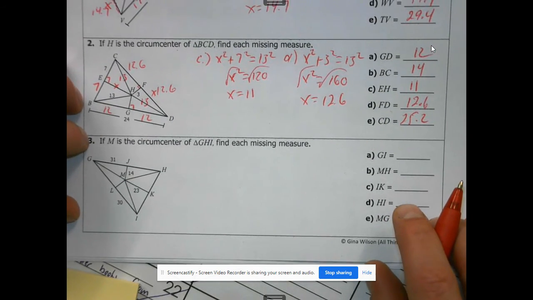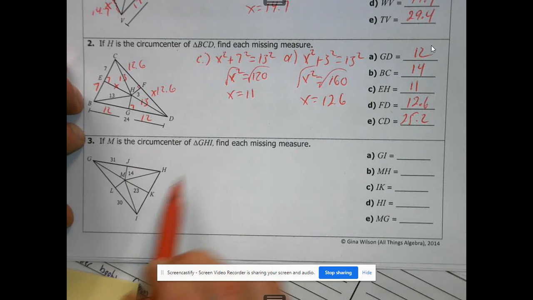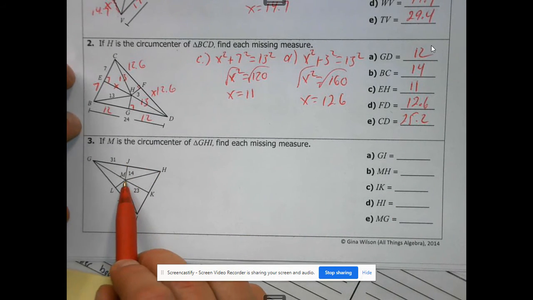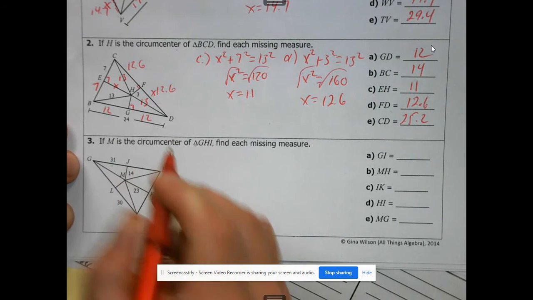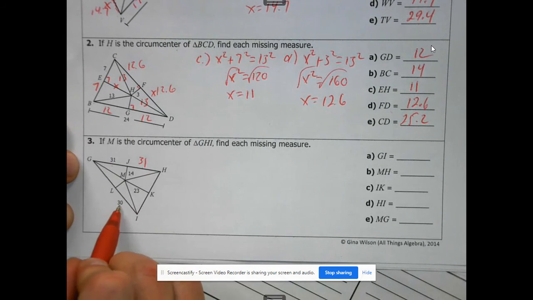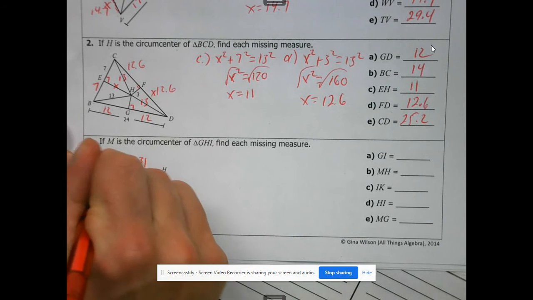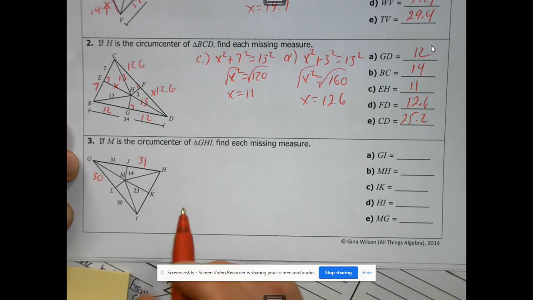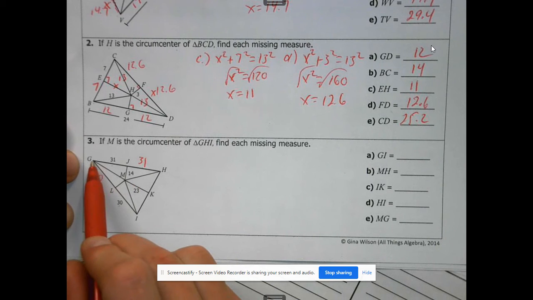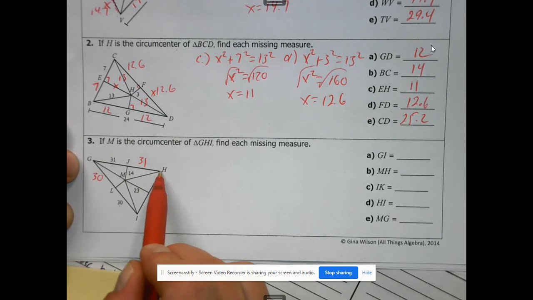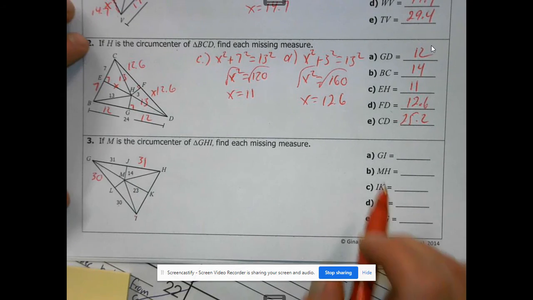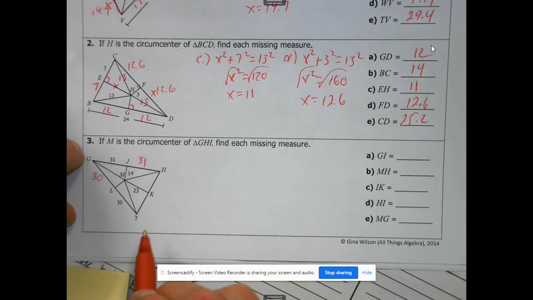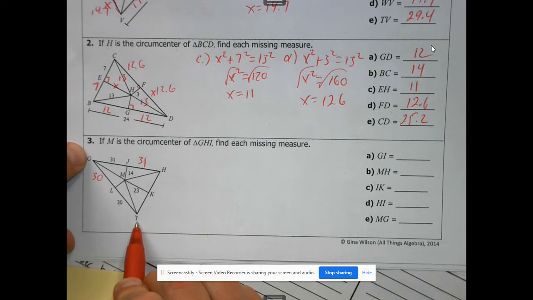All right, it says if M is a circumcenter of GHI, find each missing measure. All right, fill in pieces. 31, 31. 30, 30. Can't do that side. Do we know any of the vertices to center? Nope, we don't have any of those. Okay, so here we go. We're going to use Pythagorean theorem for this one. First one, G to I. G to I, this whole thing, 30 and 30, 60.